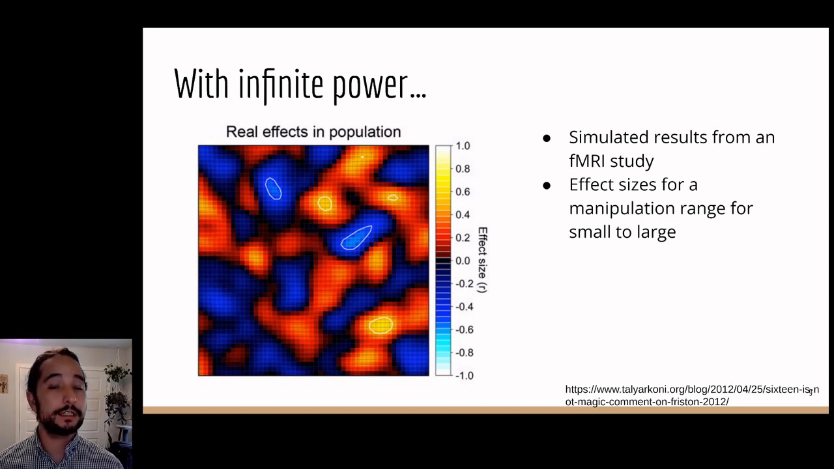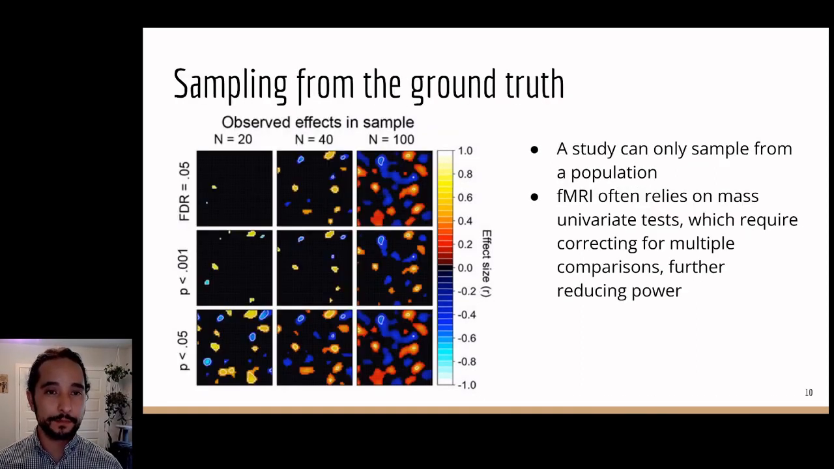Because again, a study is just a sample of these real effects. So here we have sampled this real effect with 3 different sample sizes, 20 subjects, 40 subjects, and 100 subjects, and then across 3 different corrections for multiple comparisons. Because again, in fMRI you're typically doing massive univariate tests across every voxel, so you need to correct for all the tests you're doing, and there are different strategies depending on various reasons, but some are more stringent than others. If you look at the top left, that would be the most stringent condition.